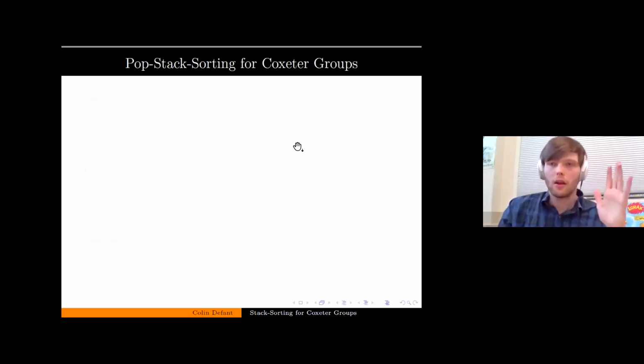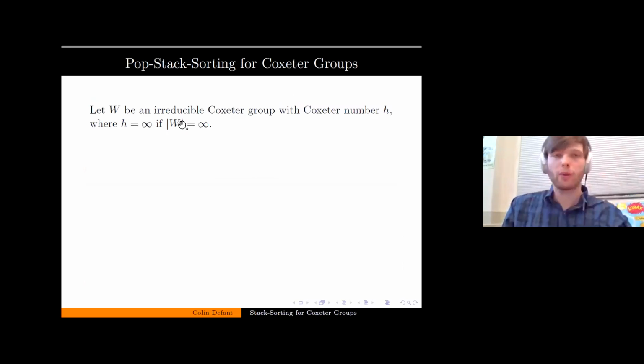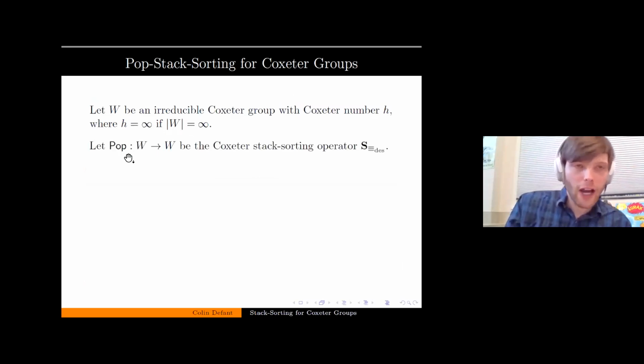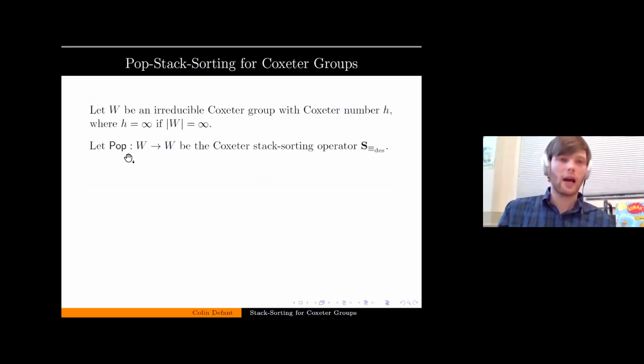Okay. So just as a recap, we have some irreducible Coxeter group W. h is going to be the Coxeter number. Remember, this is some number that's intrinsic to the group. And my convention is that h is infinity if W is an infinite group. I'm going to define the Coxeter pop stack sorting operator from W to W, using the same symbol here that I did for the pop stack sorting map, but hopefully that's not confusing. This is just going to be the Coxeter stack sorting operator associated to the descent congruence on W.